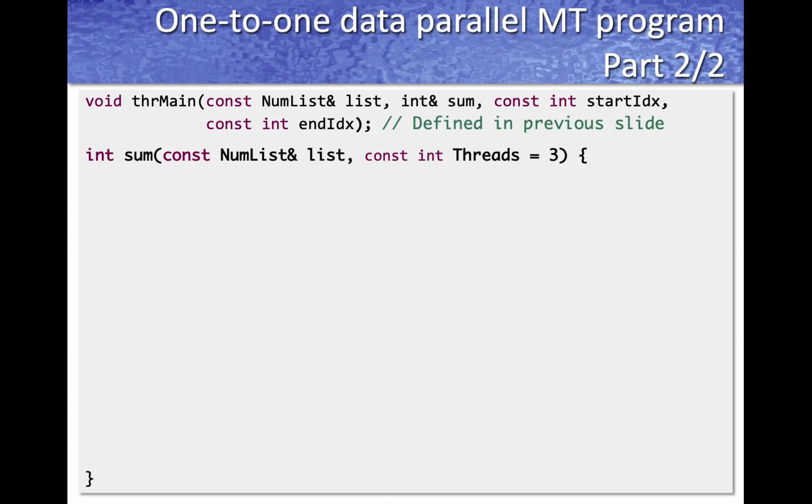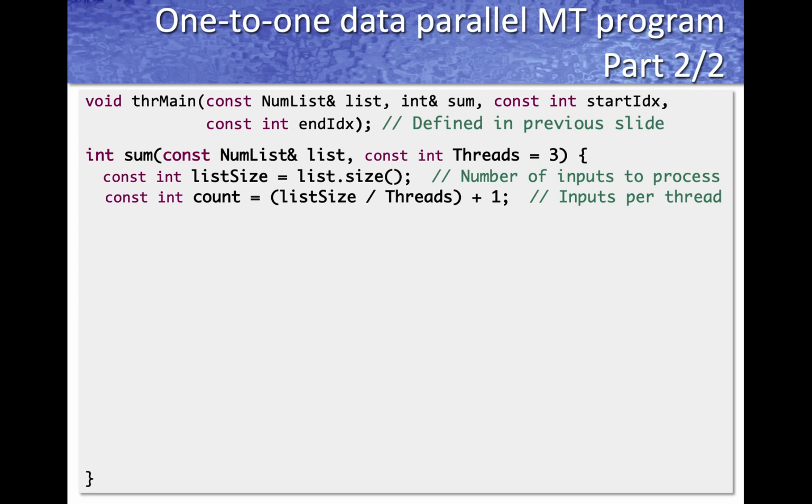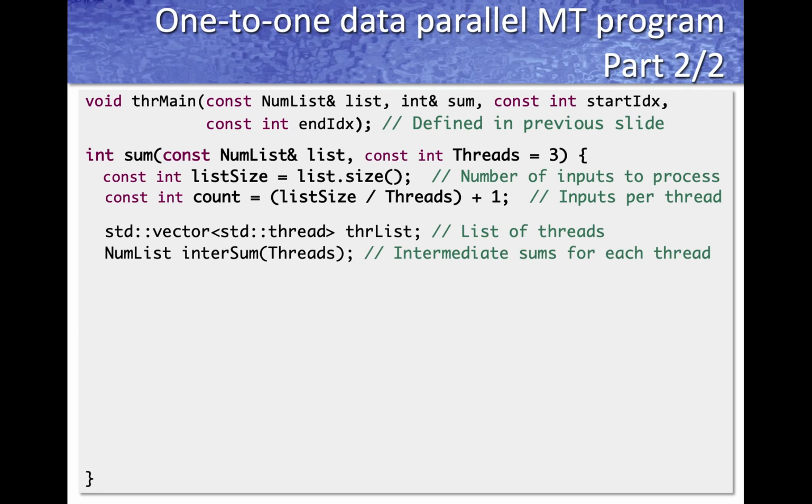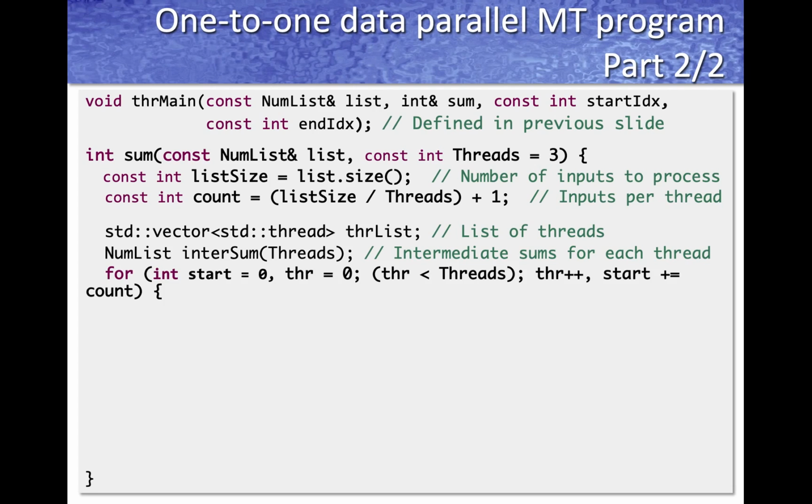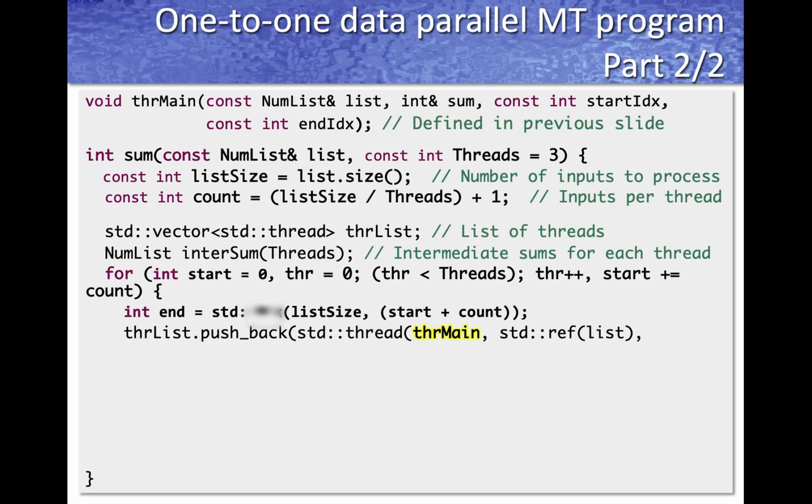So we're going to create our sum method. Here again, just for simplicity, we assume we have 3 threads. Again, we are going to compute the number of inputs to process, and evenly divide the number of inputs between the different threads. Then we're going to spin up our threads. Before we spin up, we're going to create intermediate storage locations for storing the intermediate results from each thread. So we're going to iterate in a pretty standard for loop that's going to skip over the count number of entries for each thread. Again, compute the end so that we don't go past the size of the list that we have. And then create the thread.